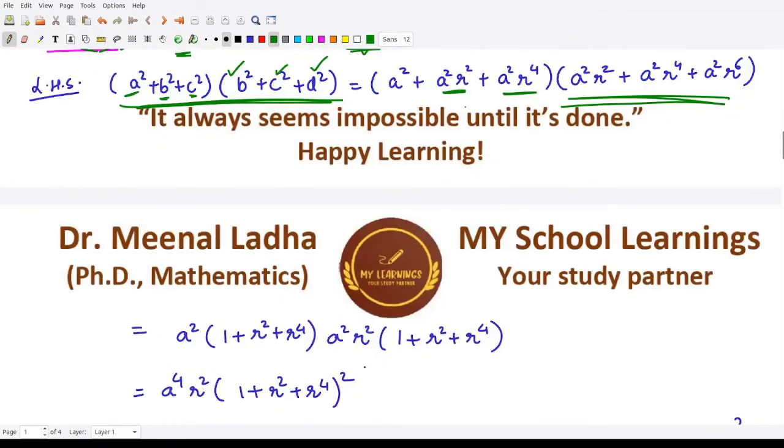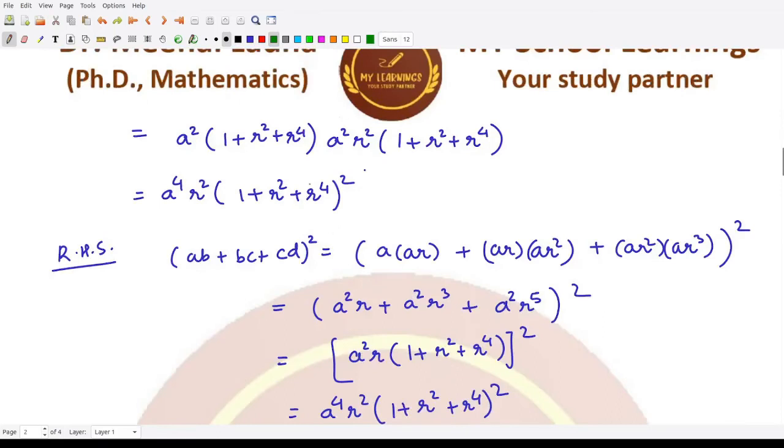From here you see, from the first bracket you can take A square as common, right? Because it is appearing in all three terms. So we have A square common. We are left with 1 plus R square plus R raised to power 4. From the second bracket, you can take A square R square as common. So you would be left with 1 plus R square plus R raised to power 4, right? Next, you can see here this term is appearing twice in the multiplication. So you can write it as the square and you can combine this term with this term. So it would become A raised to power 4 R square and this. So this is your left hand side.